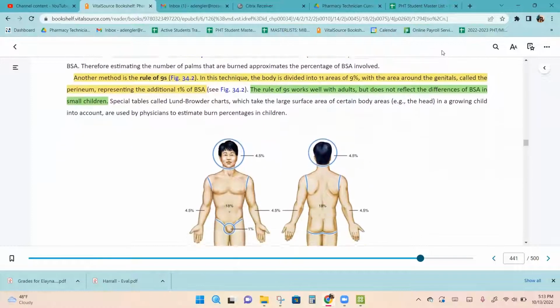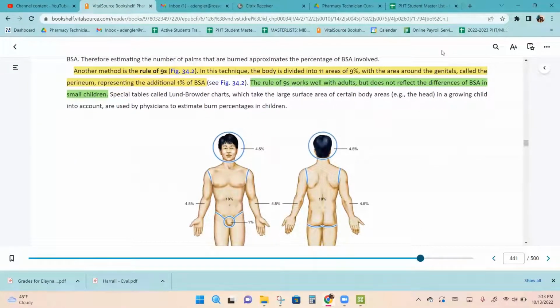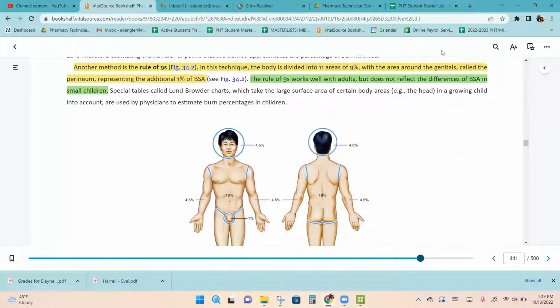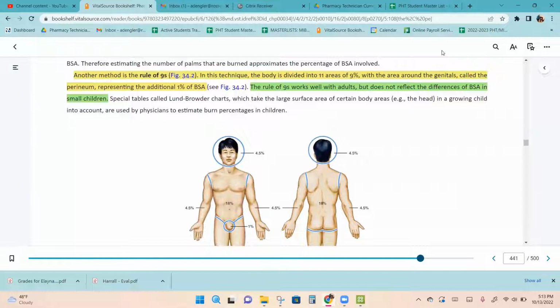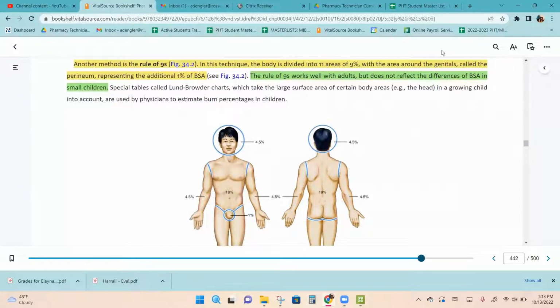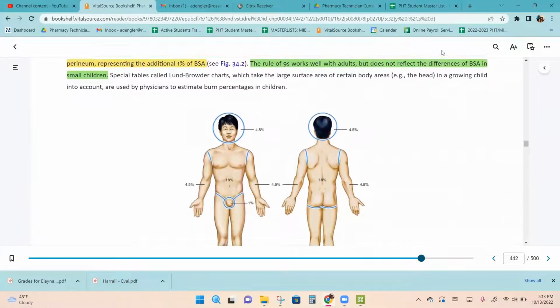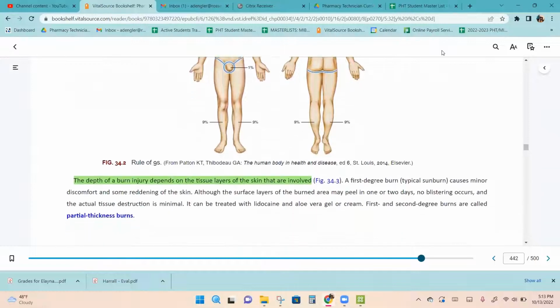Another method is the rule of nines. In this technique, the body is divided into 11 areas of 9%, with the area around the genitals, called the perineum, representing the additional 1% of BSA. The rule of nines works well with adults, but does not reflect the differences of BSA in small children.